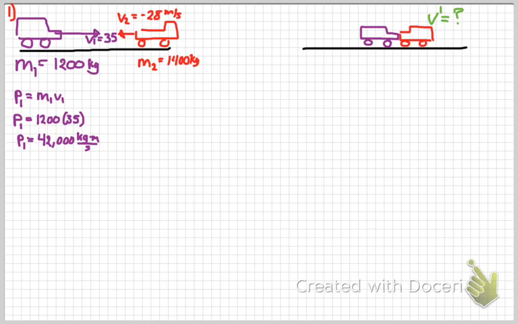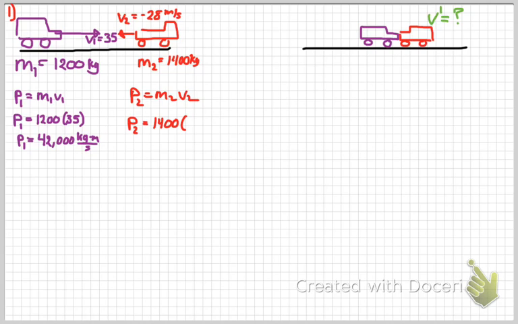So the momentum is mass times velocity. So for the first car, you just multiply the mass of 1200 by the velocity of 35 meters per second, and that gives you 42,000 kilogram meter per second. Do the same thing for the second one. Just multiply the mass by the velocity. Second car's mass is 1,400 kilograms.